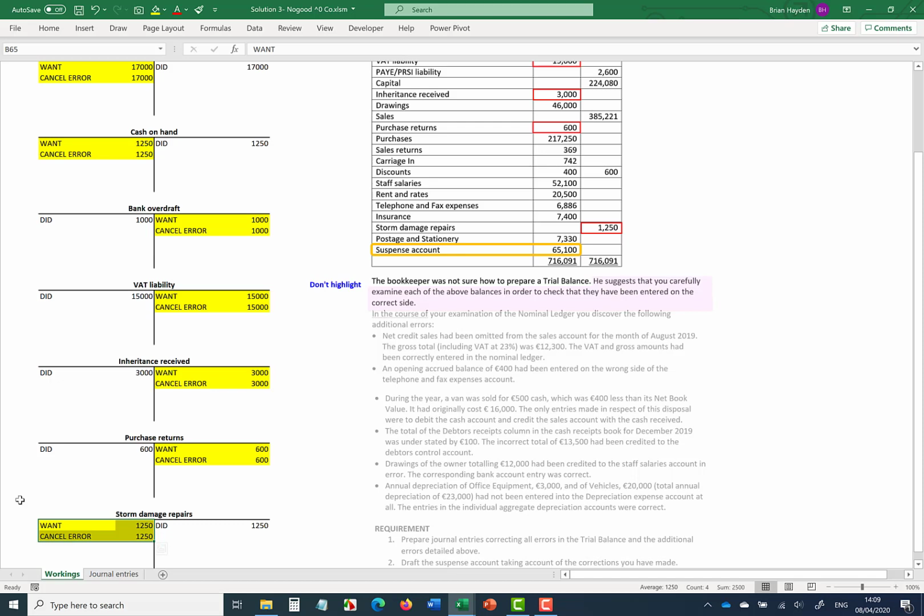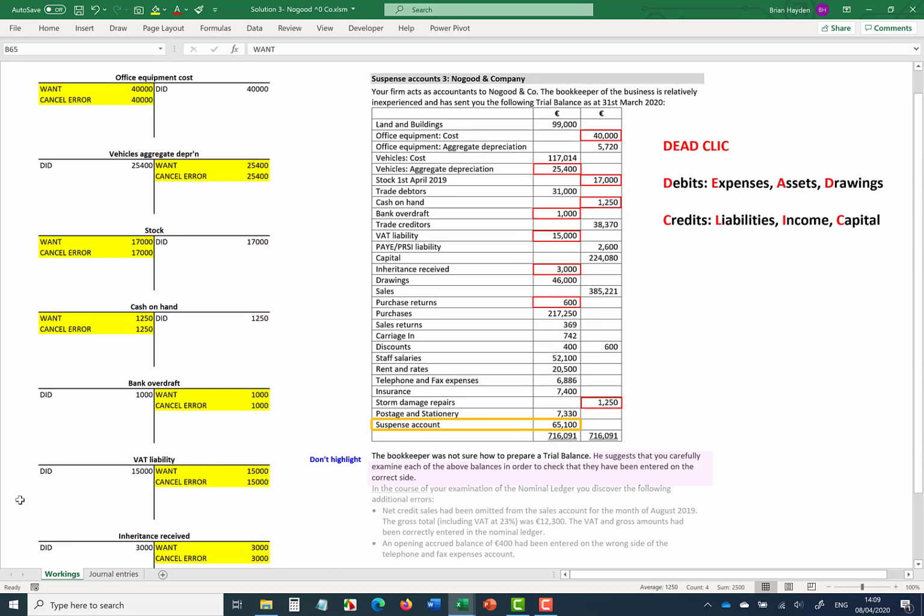Now all I've done in this video, to summarize, is just identified items listed incorrectly in the trial balance. I've done some little workings in the T accounts here where I identified what we need to do to fix the mistakes that were made. So the mistakes are the unhighlighted values, what we did, and the corrections required will be the highlighted values. So we need to do a debit entry in the office equipment account, a credit entry in the aggregate depreciation of vehicles account, and so on and so forth. And you'll see those debits and credits formally done in a later video.